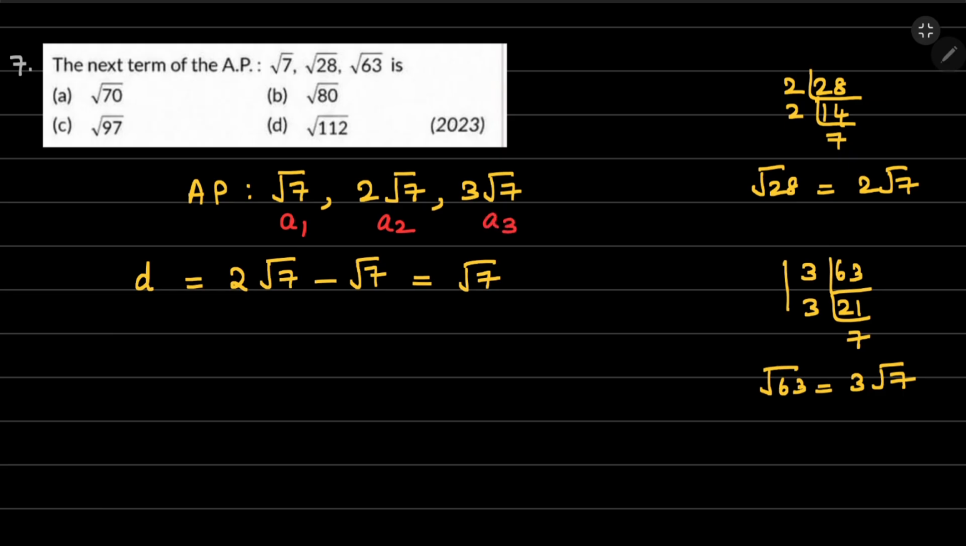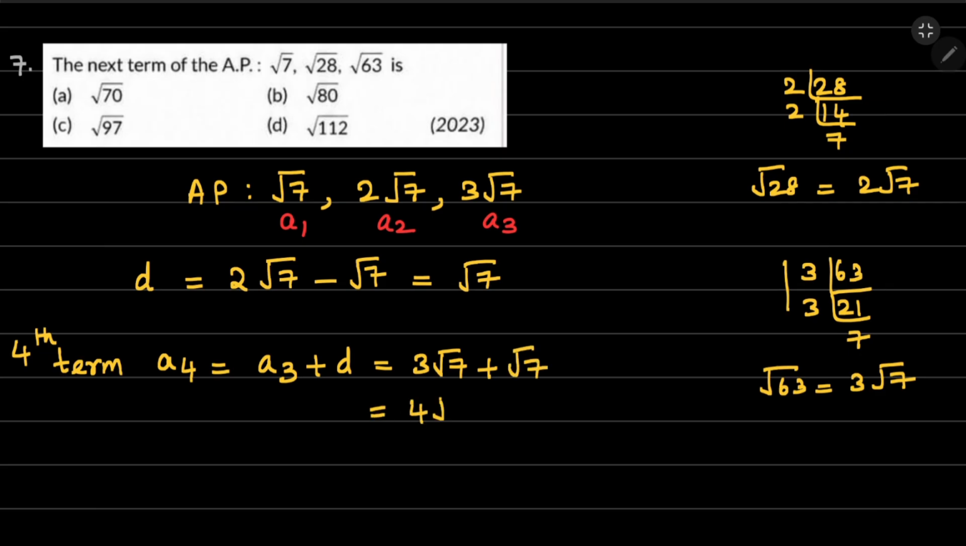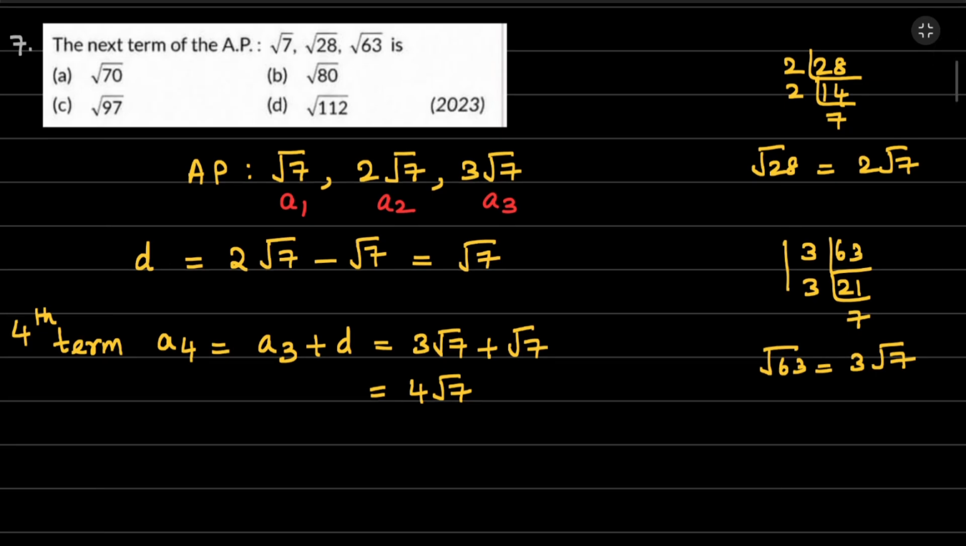Similarly, you have to find the next term. What is A4? The fourth term is nothing but the third term plus D. What is your third term? 3 root 7 plus, what is your D? Root 7, which is equal to 4 root 7. Now, which of the following terms is 4 root 7? How do you know that?